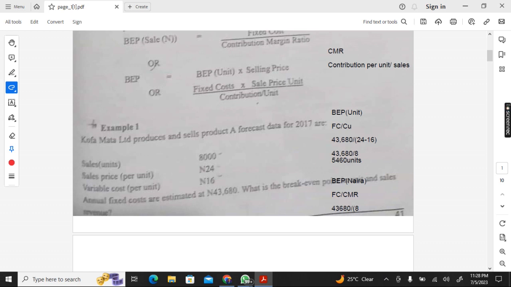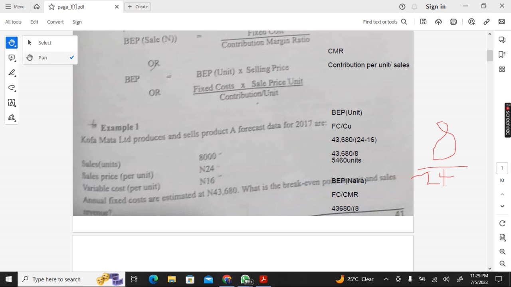The company sold 8,000 units at what rate? At 24 naira. Are you with me? So that means our contribution per unit is 8 over what? 8 over our sales, which is 24.